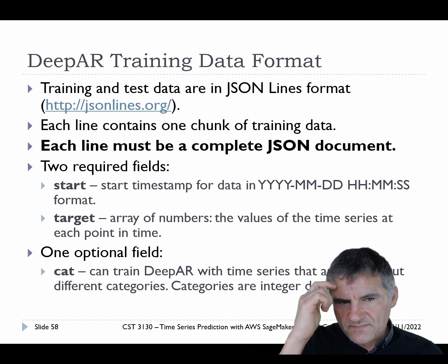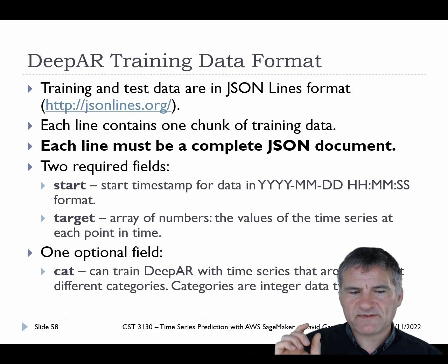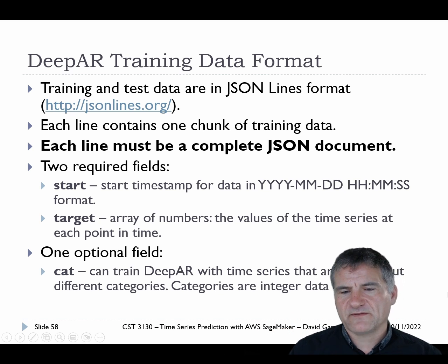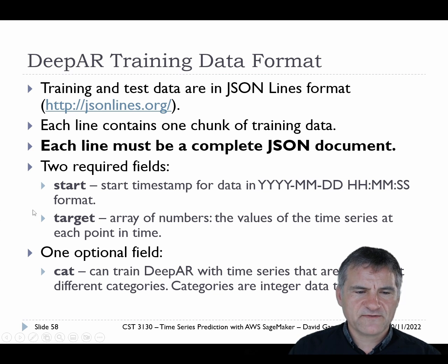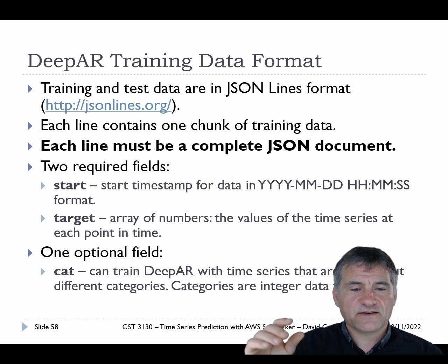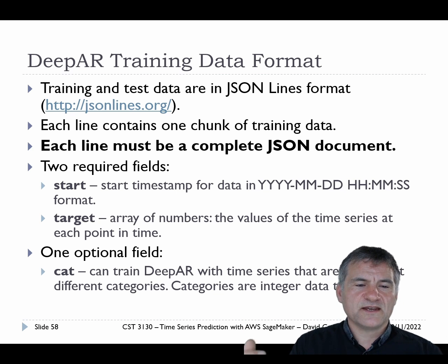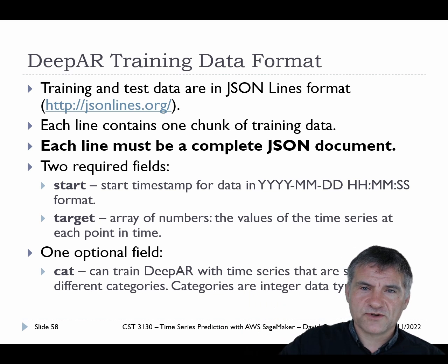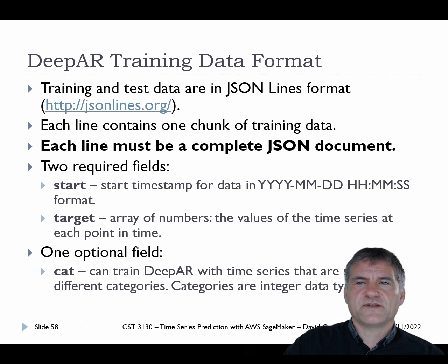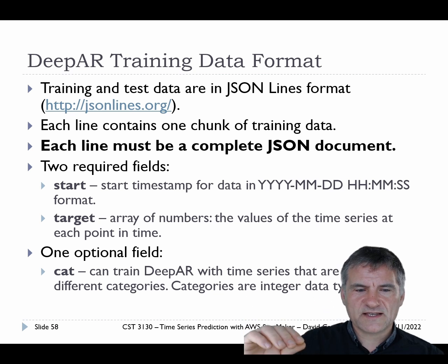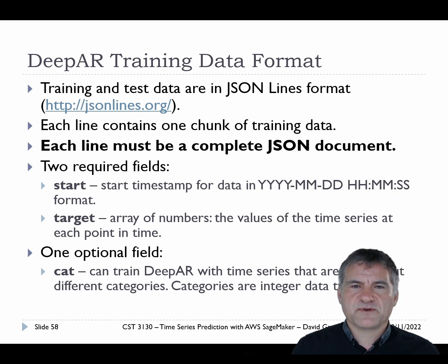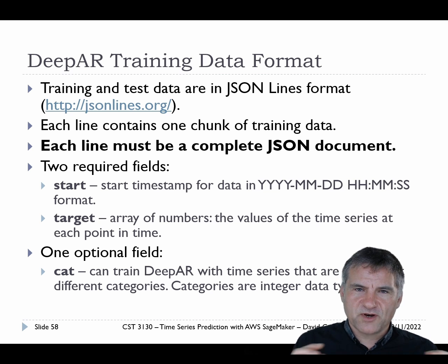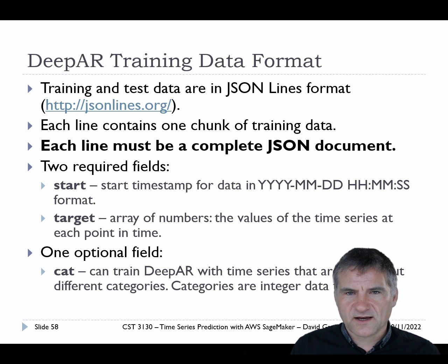Now, the format for DeepAR is we have a start timestamp in a year, month, day, hours, minute, second format. And then we have this array of numbers. So, guess what? The synthetic data is exactly in this format already, so you don't need to mess around doing that. But obviously, when it comes to predicting your numerical values, what you get off CryptoCompare or some weather service is not going to look like that. You're going to have to reformat it using a bit of JavaScript probably, in order to get it into the appropriate structure so you can then do the training on SageMaker.